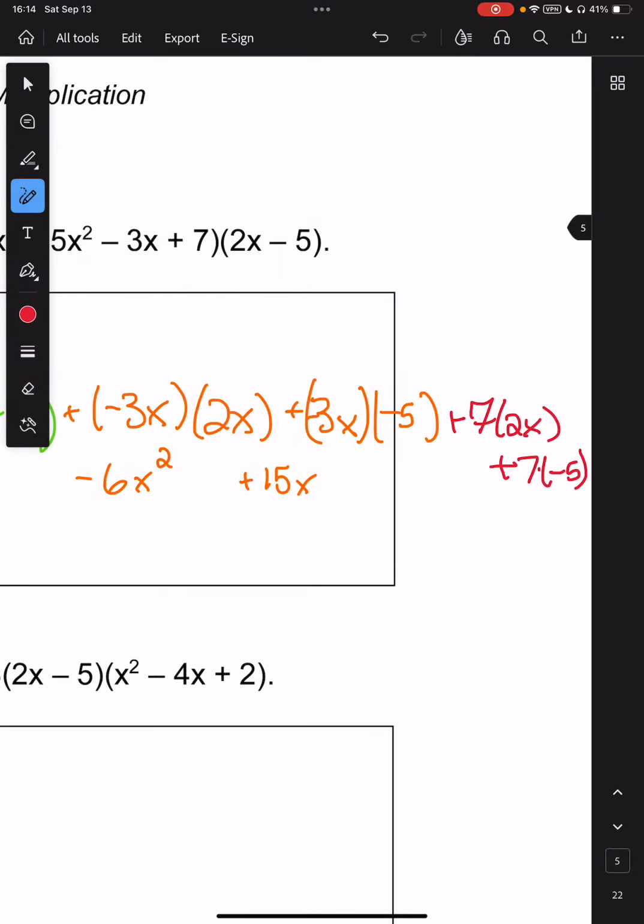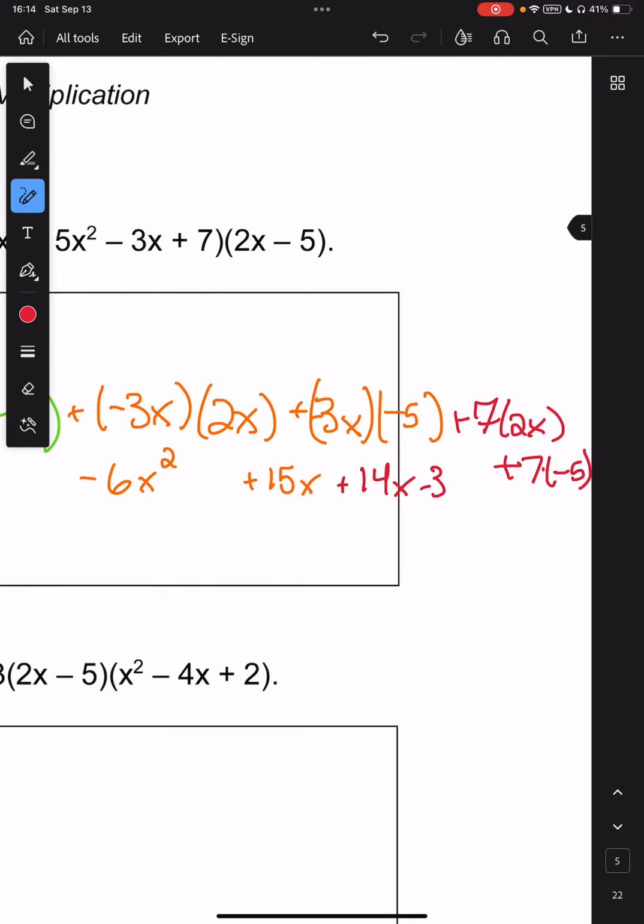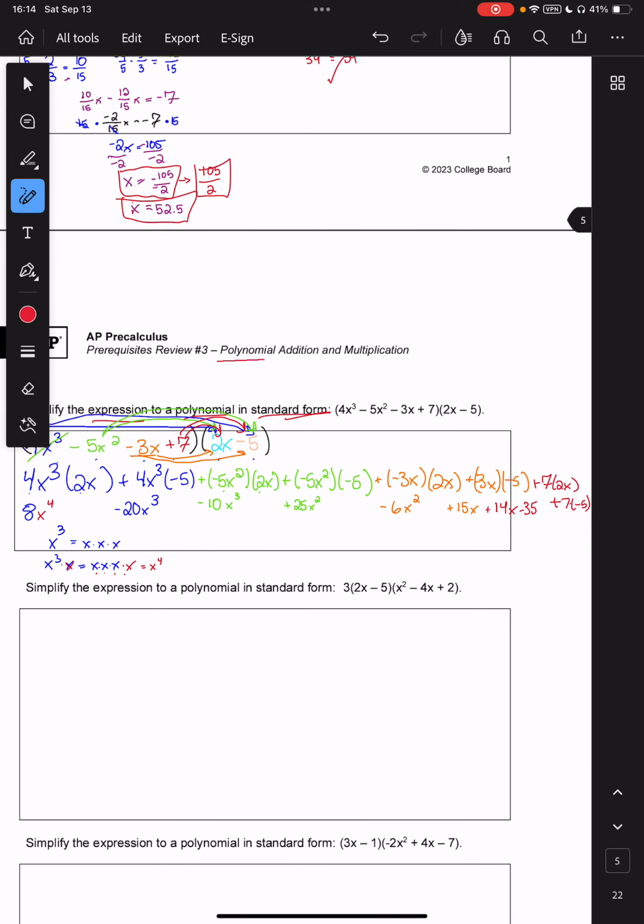The last value we have, or the last two we have, are 7 times 2x. 7 times 2 is 14 times x. And then the very last one we have is 7 times negative 5. Well, 7, positive, times a negative is a negative, and 7 times 5 is 35. So now that we've simplified this, we just need to finish simplifying it. So let's combine all our terms.